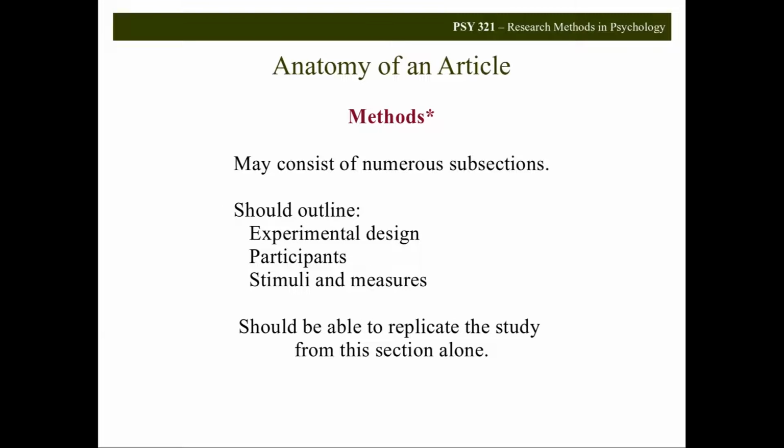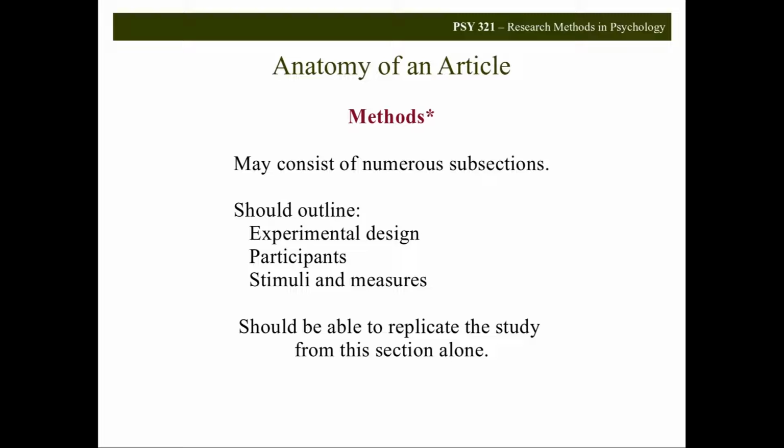The methods section contains numerous subsections at times, but what should be outlined are the experimental design, how many people are you testing, and what are you testing them on. Now with experimental design, we'll get into this more, but are you testing the same people over and over again? Are there distinct groups that have different conditions? What are you splitting them out by?